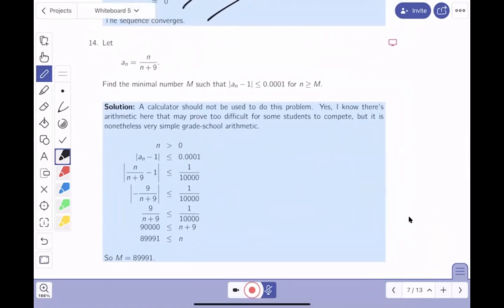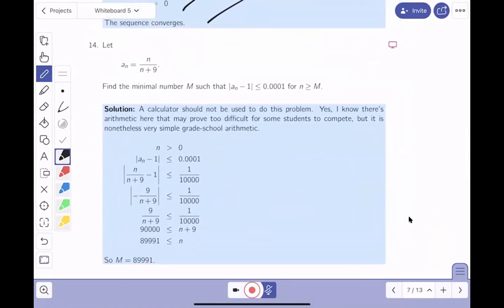Number 14 says, it's an arithmetic problem, and I have to write down what they're saying. They say find the minimal number m such that the absolute value of a_n minus 1, well, let me write that down, it's the absolute value of n over n plus 9 minus 1. By the way, I don't like decimals, so I'm going to write that as 1 over 10,000. I just don't like decimals. That's just me. It may not be you, it's me. So I need to solve that.